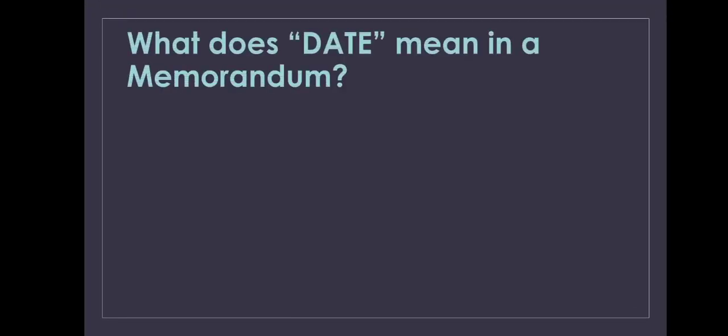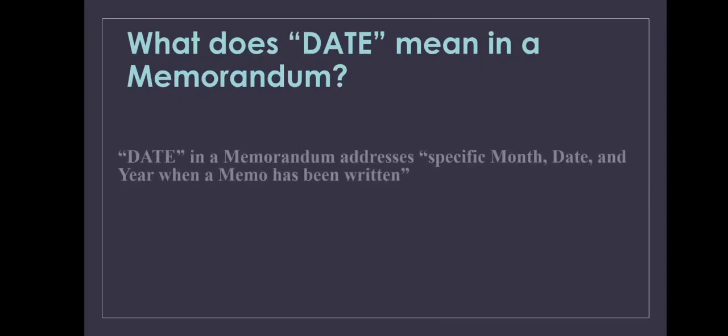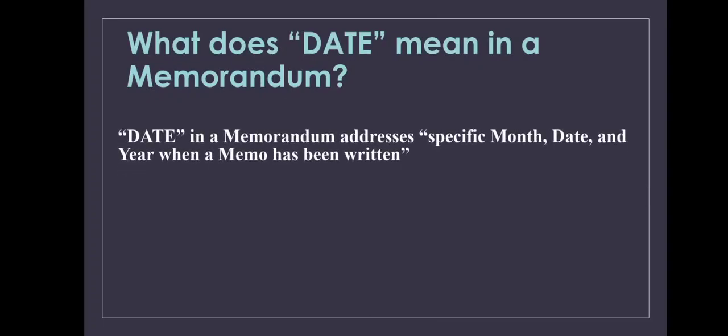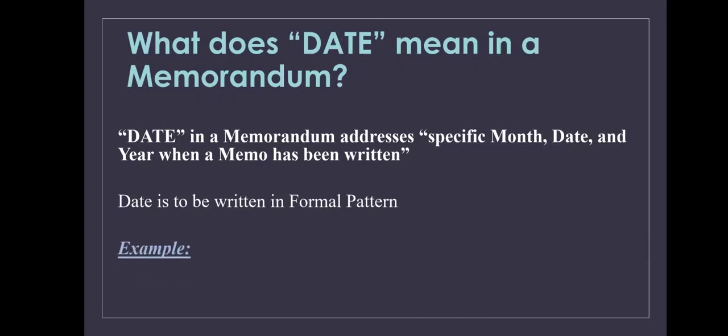Next, what does "date" mean in a memorandum? "Date" addresses the specific month, date, and year when the memo was written. It gives an idea of the date when that particular memo was written. The date is to be written in a formal pattern. Do you remember what that formal pattern is? You write the month first, then the date, a comma, and then the year.